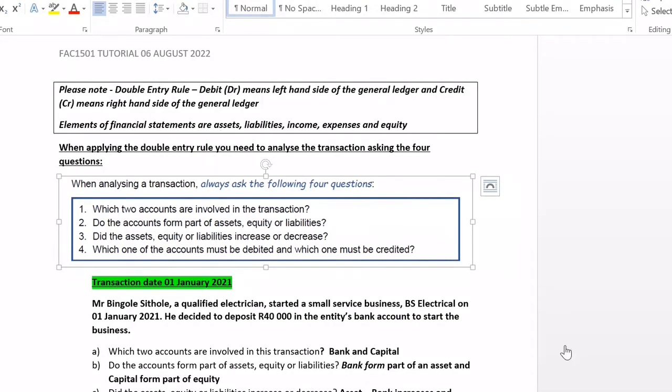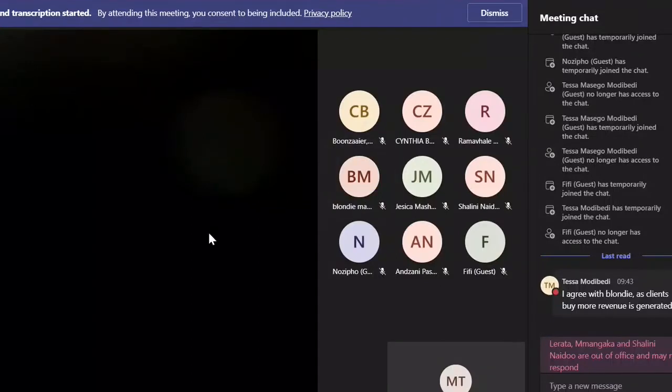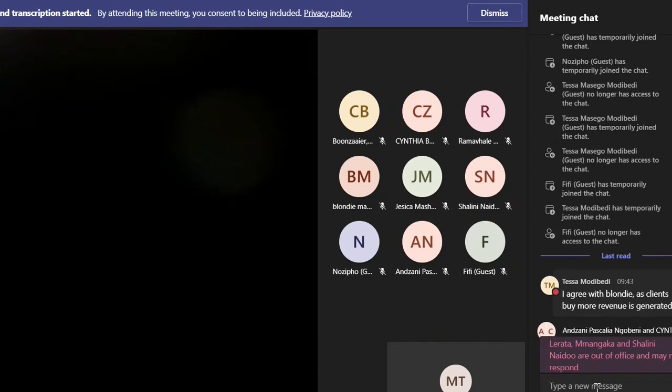All right. Thank you, Blondie. Guys, do you agree with Blondie? Blondie is saying income will be credited and bank will be debited. Credit side in the general ledger, and bank asset debit in the general ledger.